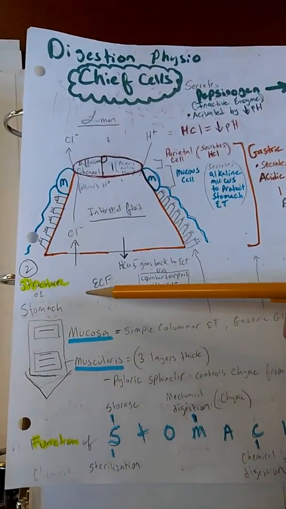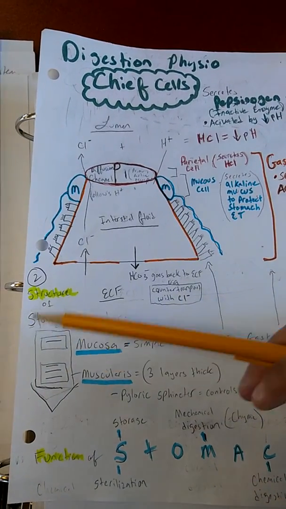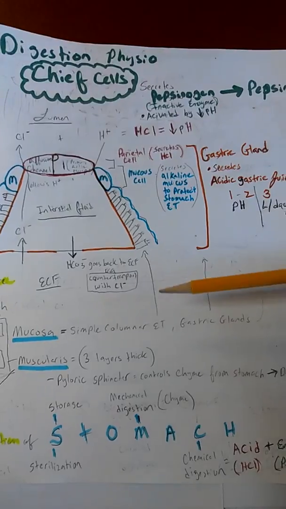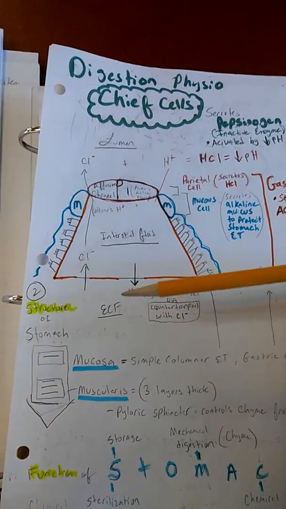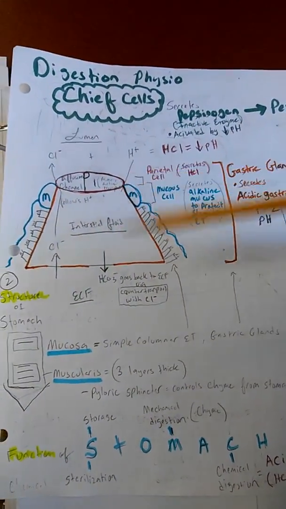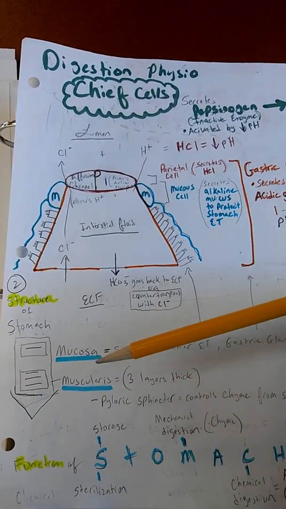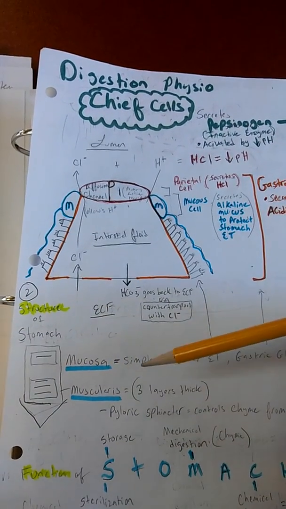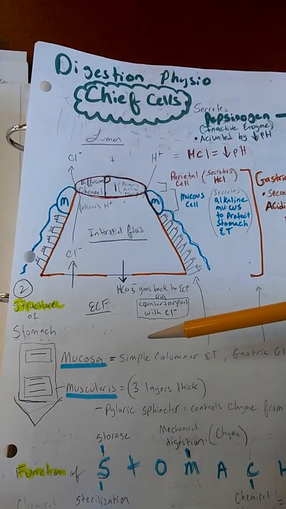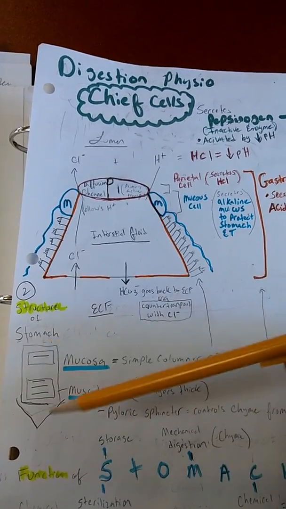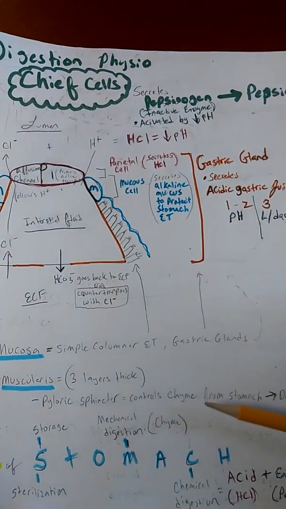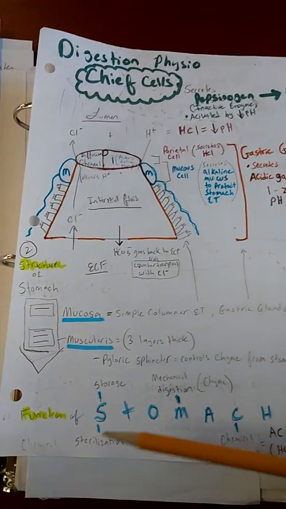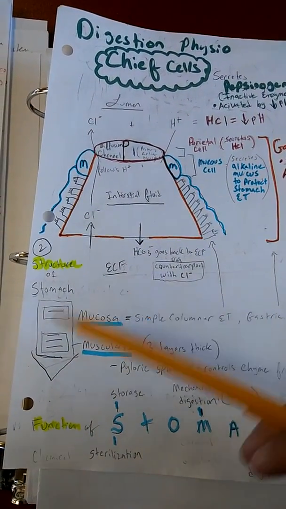Going here further down, we have the structure of the stomach, a box, 1 line for the mucosa, simple columnar epithelium, gastric glands, mucosa. Now the muscularis will be 3 layers thick, so we drew a box and 1, 2, 3. The pyloric sphincter, so we won't forget, I wrote a little sphincter here, controls the chyme from the stomach into the duodenum. That was the structure of the stomach.